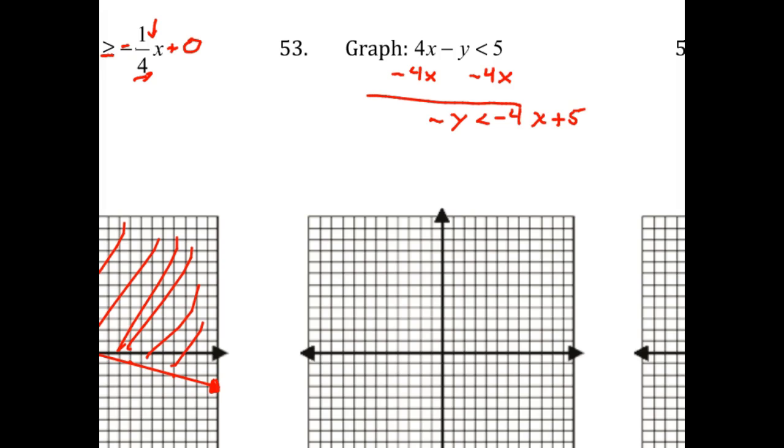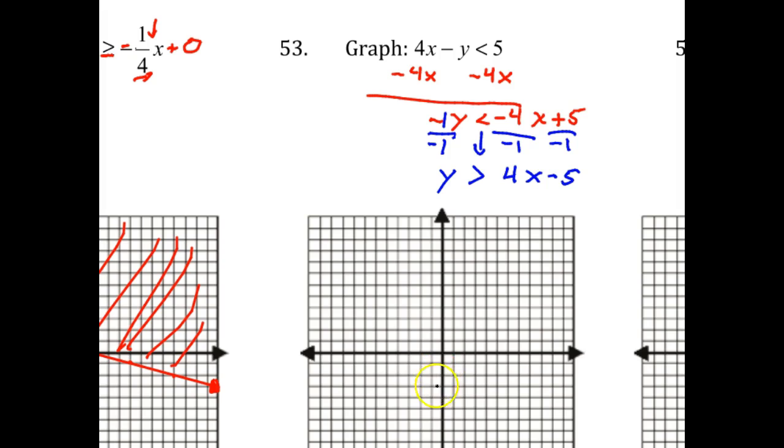And I have this negative here, so I'm going to have to divide by a negative 1 everywhere. Okay, which will flip the sign, which changes the shading. Anytime you divide by a negative, you've got to change the shading. Okay, negative 4 divided by negative 1 is positive 4, and 5 divided by negative 1 is minus 5. So I'm going to start at negative 5 on this one.